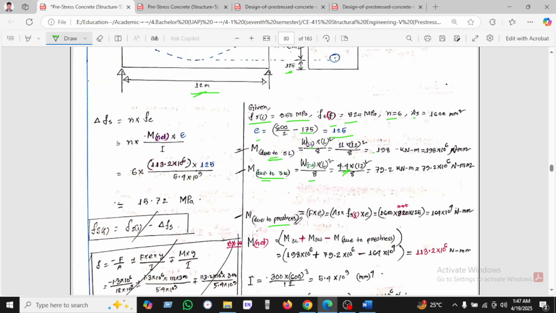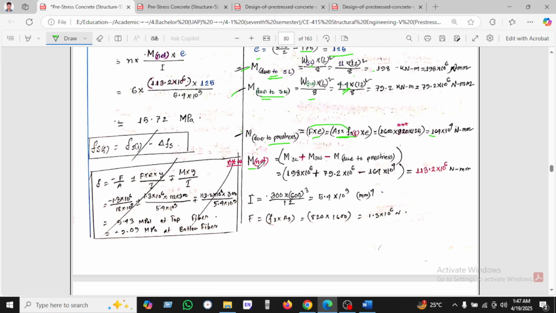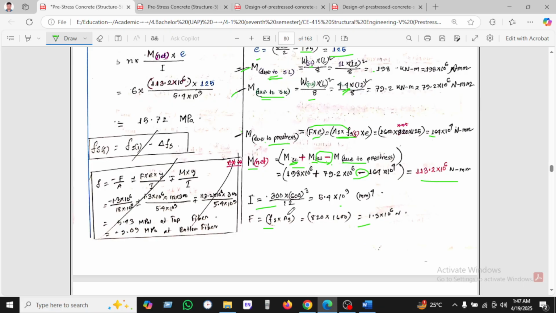And due to prestress F, the moment will be due to prestress. You can see F equals force into perpendicular distance, and force F equals stress into area, and we find this value. After finding these three moments, we just add them: moment due to self weight, superimposed load, and prestress. Remember the prestress moment will be deducted, and we find this value, and the moment of inertia is found, and F is found.